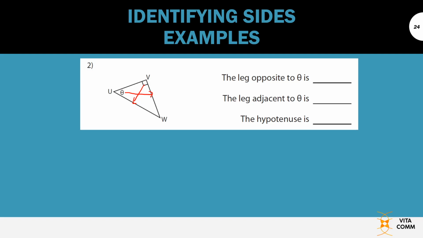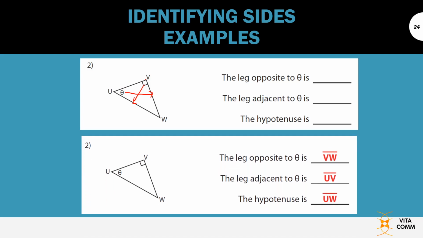Its opposite is this side here. And the one that's left, the one that's next to it, would be the adjacent. Therefore, it means that the leg opposite to theta is VW. The leg adjacent to theta is UV. And the hypotenuse is UW.